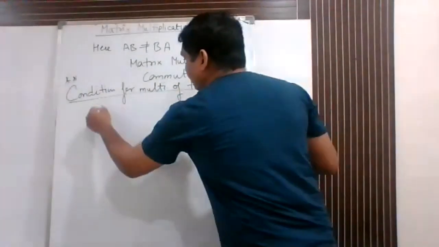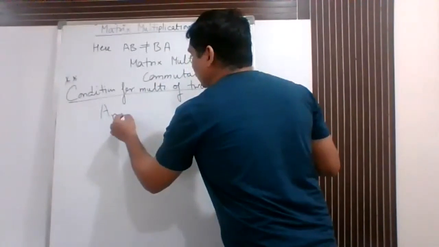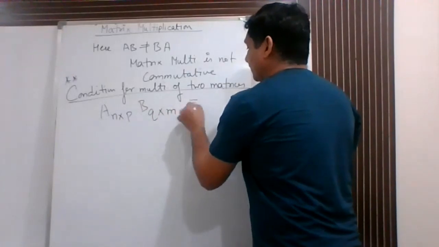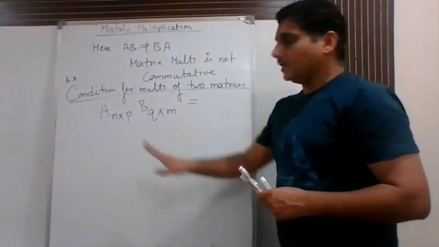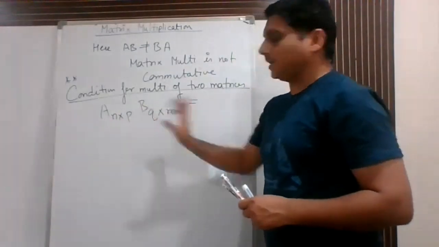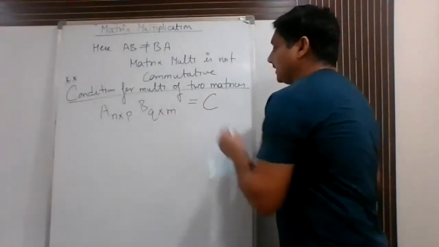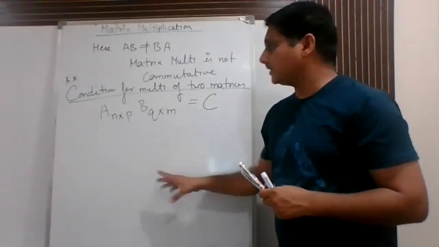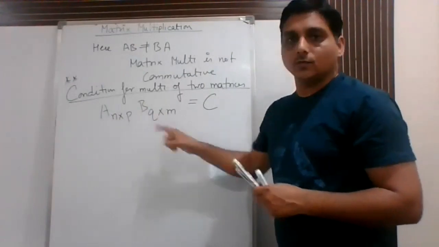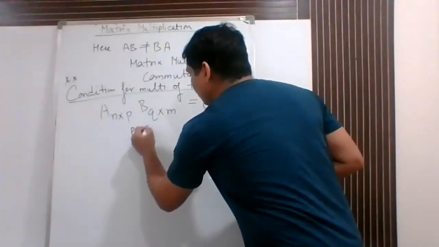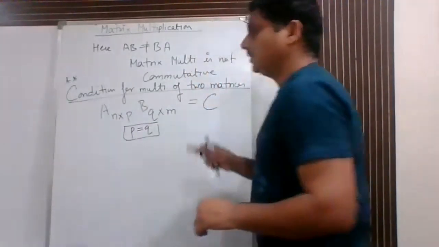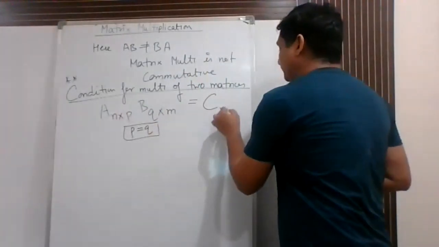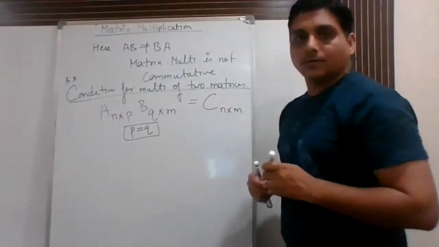Now suppose a matrix A is given whose order is n cross p. Another matrix B is given whose order is q cross n. Now these are the two matrices which are given to us, A, B. Now suppose your resultant is coming out to be C. Now first of all, this matrix multiplication is well defined only in the case P should be equal to Q. So first thing important is your P should be equal to Q, right? And the order of the resultant will be n cross n. This will be the order of the resultant.